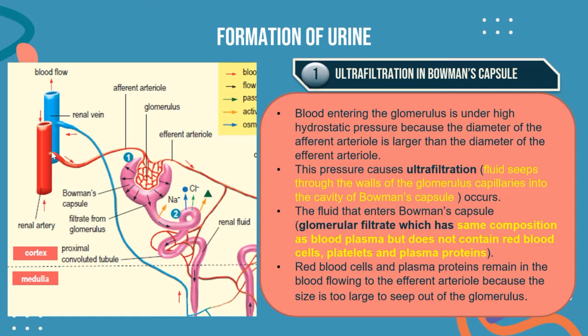So this is the afferent arteriole. The oxygenated blood enters the glomerulus from the afferent arteriole under high hydrostatic pressure. Why under high hydrostatic pressure? Because the diameter of the afferent arteriole here is larger than the efferent arteriole here. So this is the efferent arteriole.